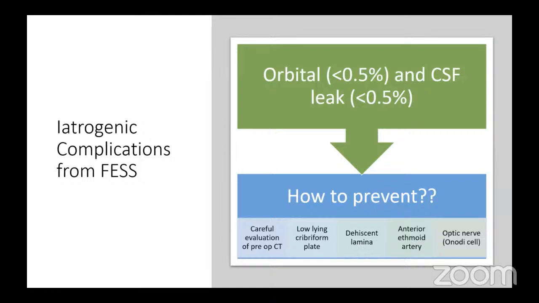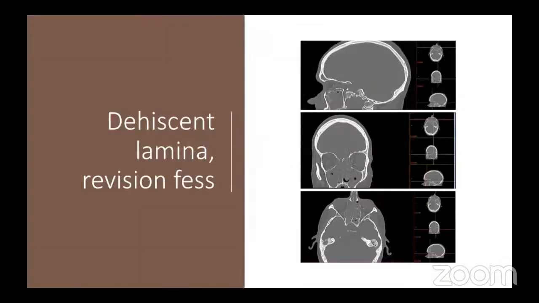Iatrogenic complications. If careful preoperative CT is not evaluated, we all can land into problems. They are rare, especially the serious complications such as orbital complications and CSF complications, less than 1 in 200 chance. Even those can be prevented by being prepared. These are a few cases which can cause problems if preoperative assessment was not given attention.